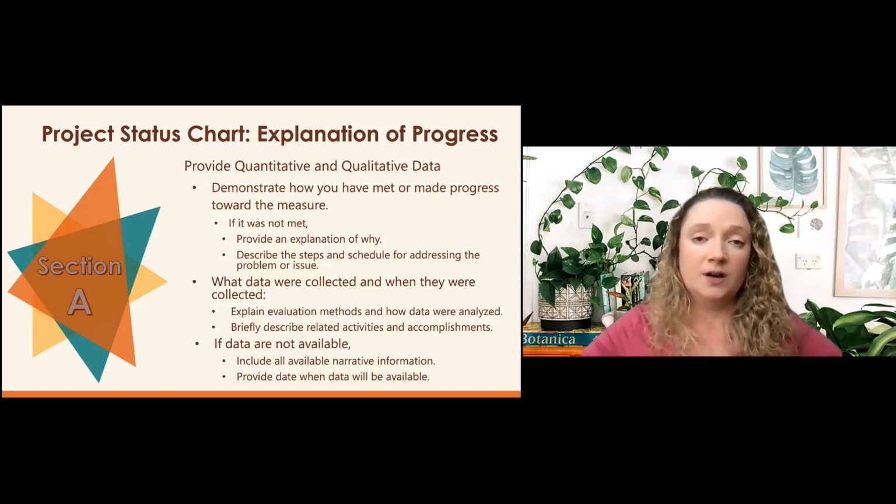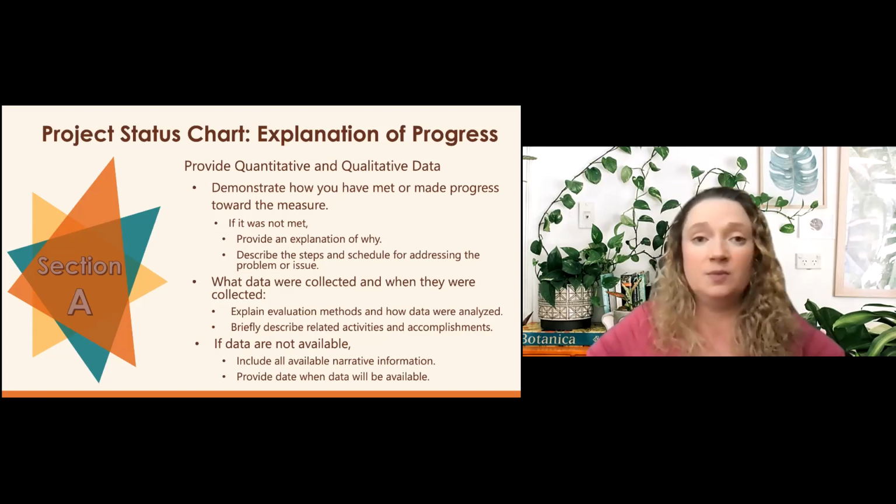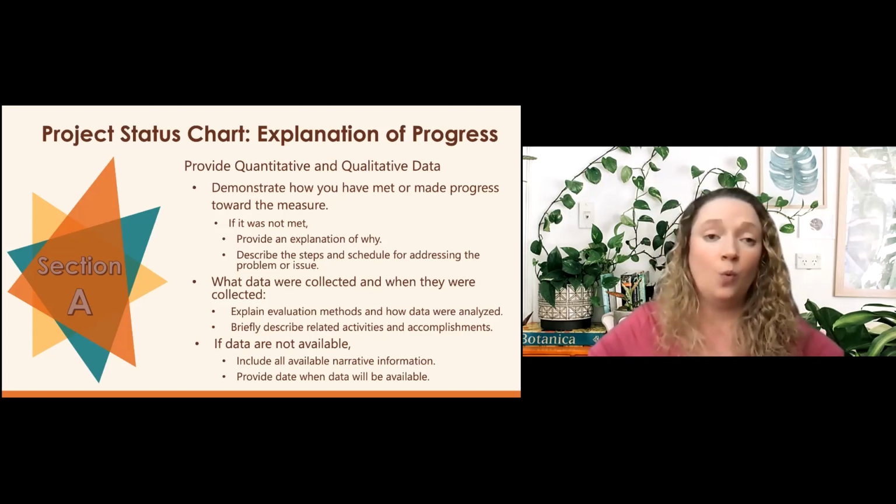It's really important when you're writing your explanation of progress. This is not where we want you to be super brief. When we see a one-sentence explanation of progress, that's concerning. Be robust in your descriptions. This is your chance to really give the rest of the information that just can't be told purely through one number.